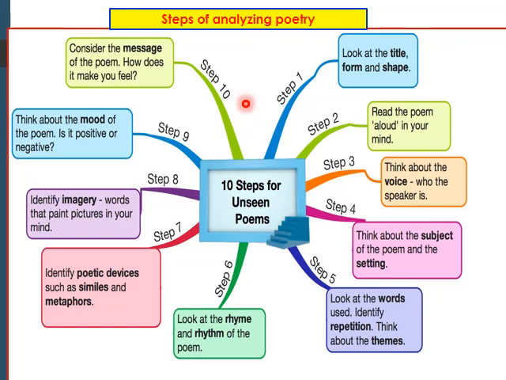Here are the 10 steps to analyze unseen poems. The first step is we need to look at the title of the poem and the form and the shape, because it is important. The title can give us an indication about the topic of the poem. This is the first step.